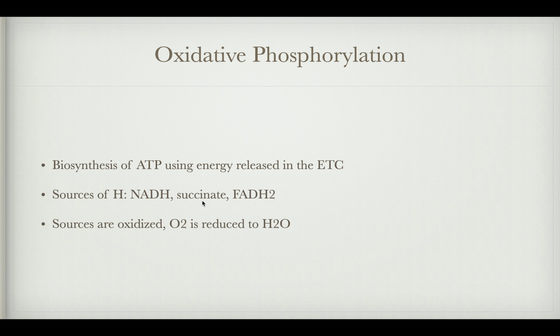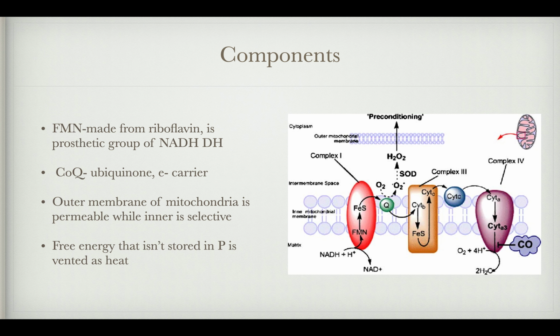So, the biosynthesis of ATP is using energy released in the electron transport chain, and the sources of hydrogen are NADH, succinate, and FADH2. So those sources are oxidized, and in the final couple reactions, oxygen is reduced to water. So before we go into the chain, let's learn the components pretty well.